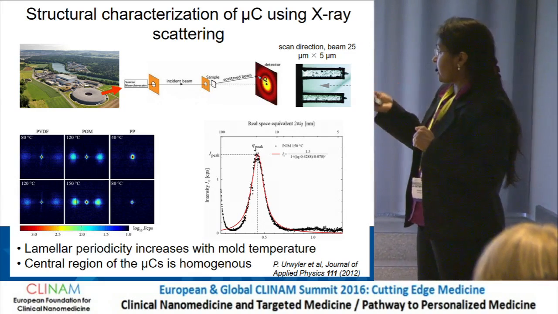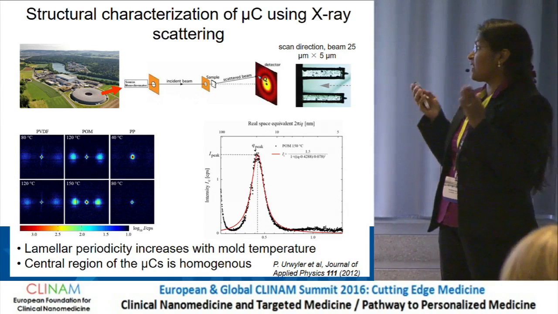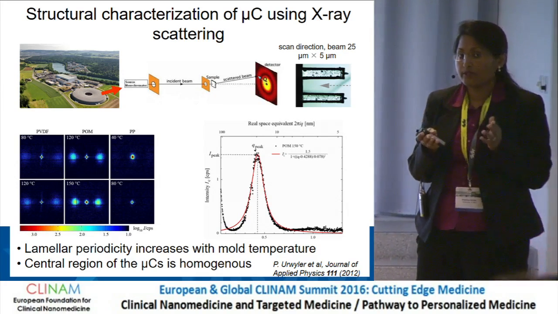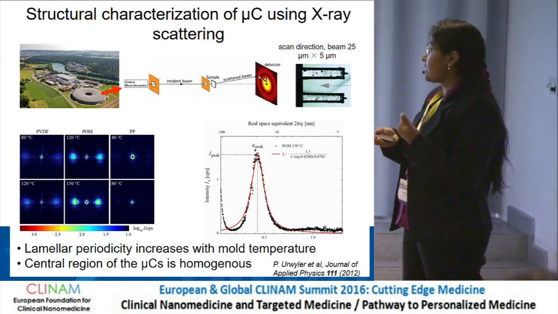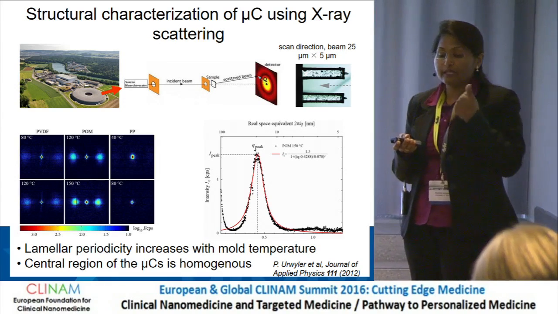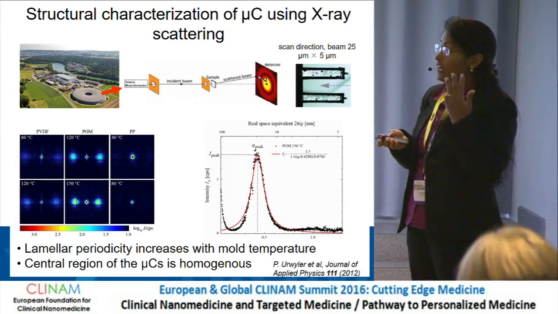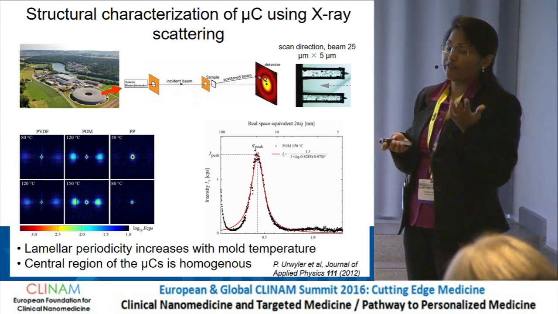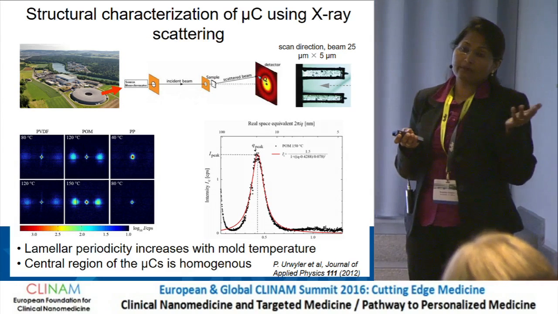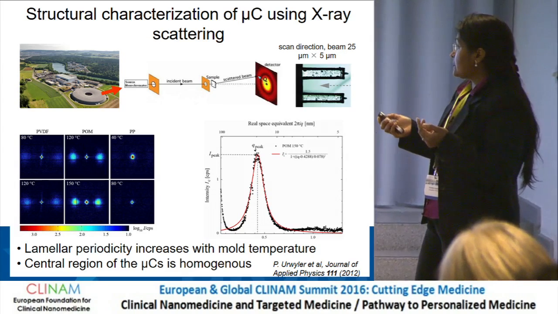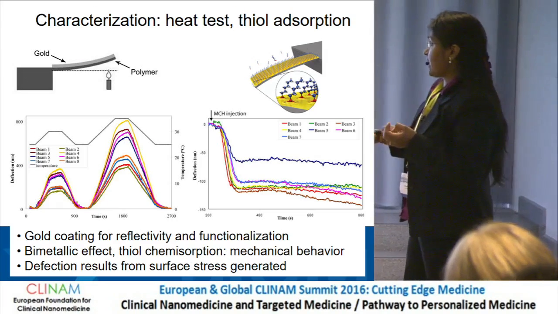So what we deduce out of the characterization is the central region of the cantilevers is homogeneous for all materials that we produced. We produced cantilevers in 4 different polymers: polypropylene, polyvinylidene fluoride, POM, as well as PEEK. But unfortunately, PEEK could not be filled in full cavities because of its elevated thermal properties. And I'll move on to the characterization.